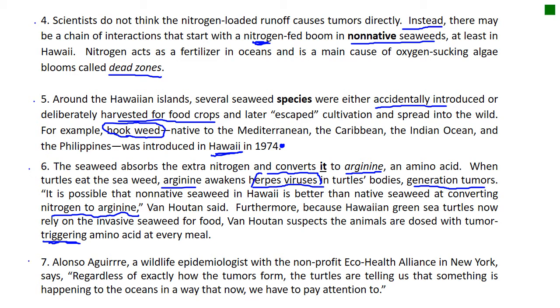Paragraph 7. Alonso Aguirre, a wildlife epidemiologist with the non-profit EcoHealth Alliance in New York, says, regardless of exactly how the tumors form, the turtles are telling us that something is happening to the oceans in a way that now we have to pay attention.